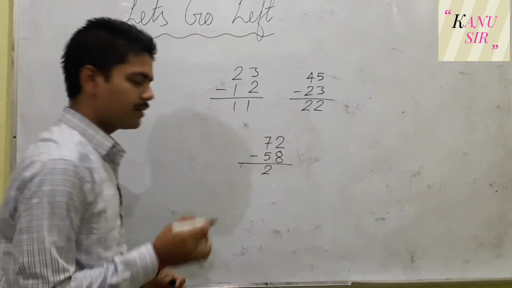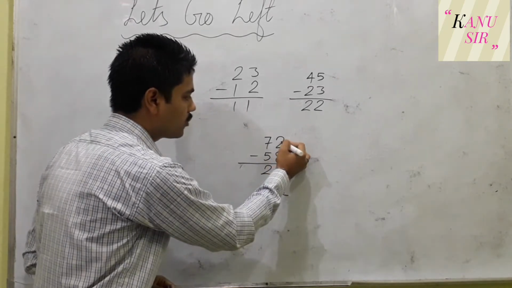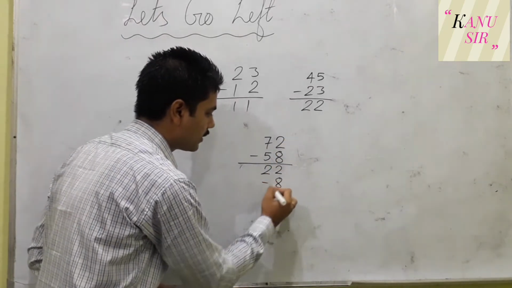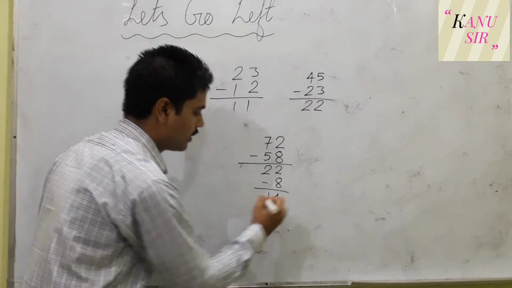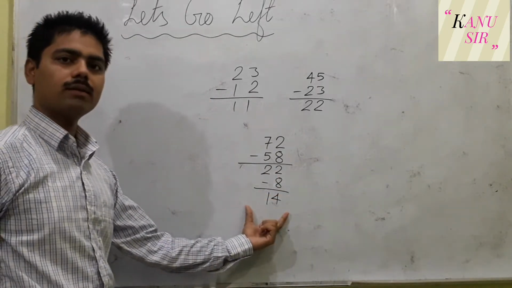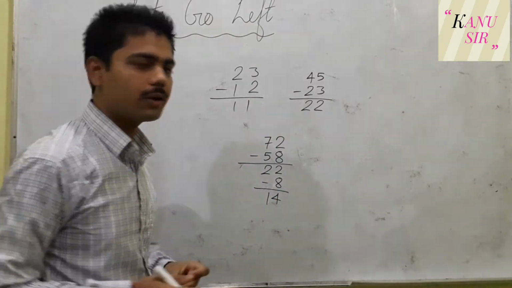2 minus 8 is a carryover problem, so we will write here directly 2. The number to be subtracted is 2 and minus 8. Then 22 minus 8, easily you can write 14. And hence the solution is here. So from left to right we can try without taking the headache of carryover.